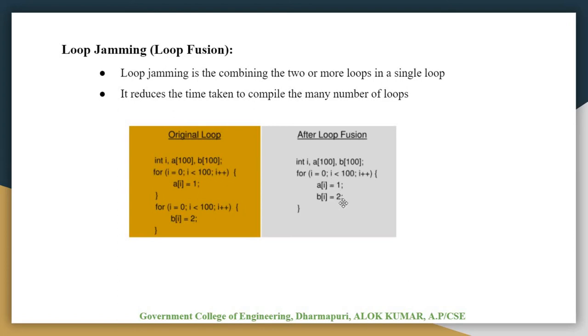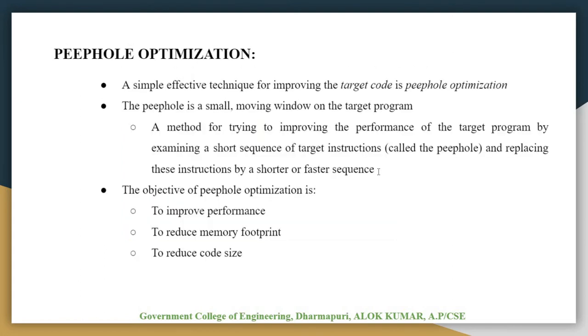Okay, within a single loop we are executing both pieces of code, because both lines depend on one variable, here I. So in this manner we can do it. Okay, now the next topic we will see is peephole optimization.